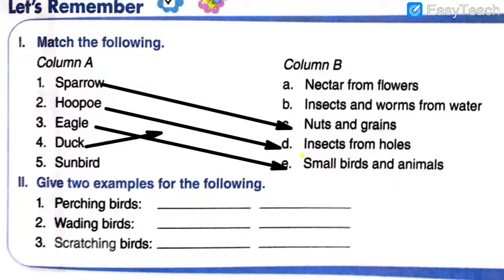Now the duck matches with option B, insects and worms from the water. Do you remember, students? Duck has a broad and flat beak. So they just dive inside the water with their beak open and catch the worms and insects from the water. And the last one is sunbird. They suck the nectar from the flower like the hummingbird. So I hope that you also have matched this.